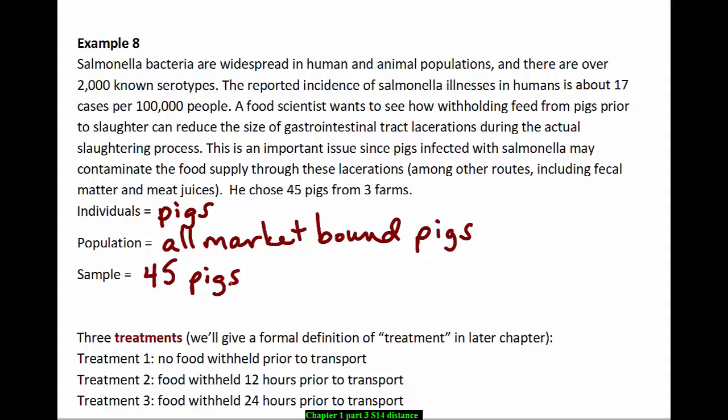Now, a sticking point with some students is that treatment 1. Why do we call that a treatment if there actually is no treatment being applied? Well, it is a treatment group. We have to assign some pigs to that group. So you can think of it as, for instance, level 0 of the dose. So if it's a dosage of a drug, you might want to give one group a placebo. That would be 0 milligrams. So that treatment group, treatment 1, which is doing nothing here, no food withheld prior to transport, is actually considered a treatment. So we've got 3 treatments here.